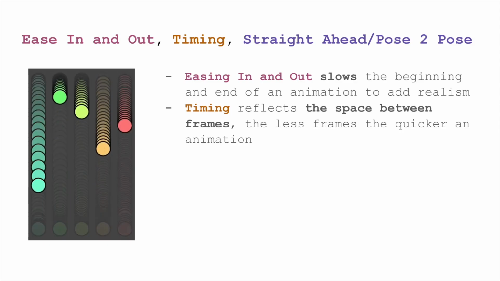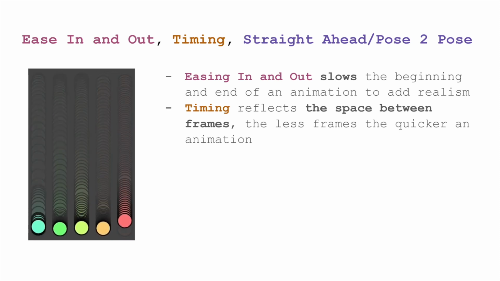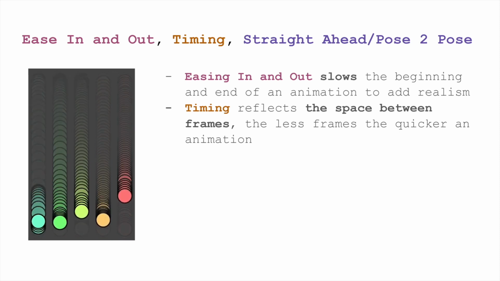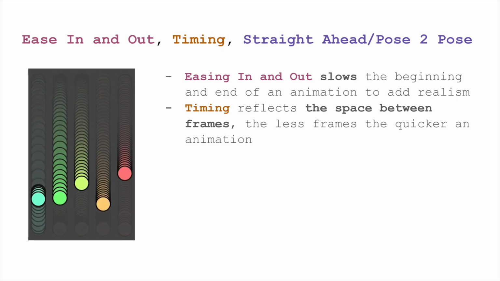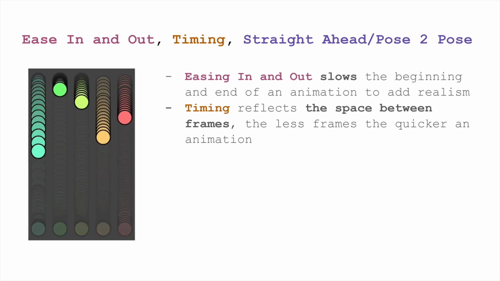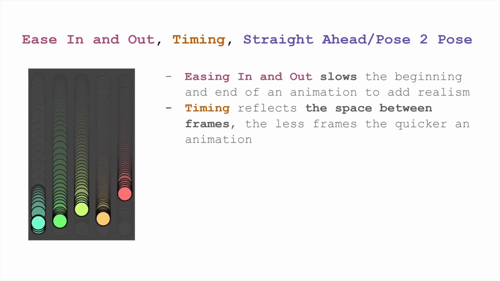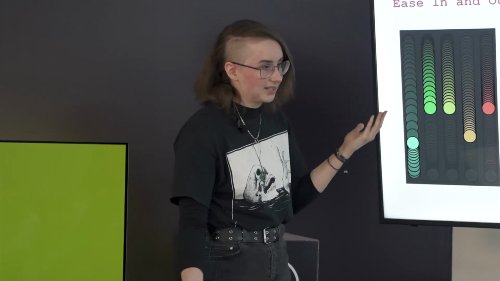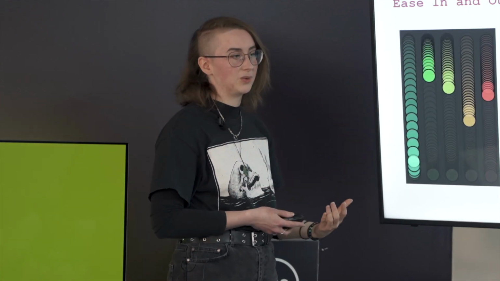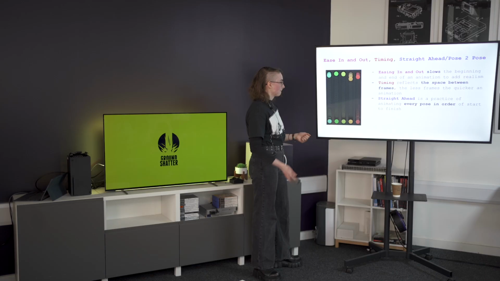Timing reflects the space between frames. So in this case, if we're looking at the red ball, where it's just a constant movement, it's quite slow, but the blue ball has wider gaps in between its frames, and that indicates that it moves quicker. It appears it's moving quicker, even though at the end of the animation it does finish. And that's because it is, because the fewer frames you have between key poses, the quicker the animation is.